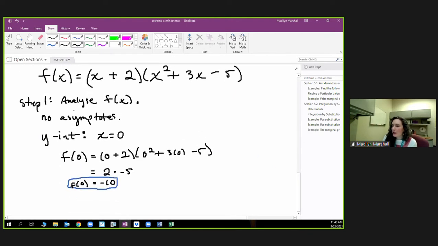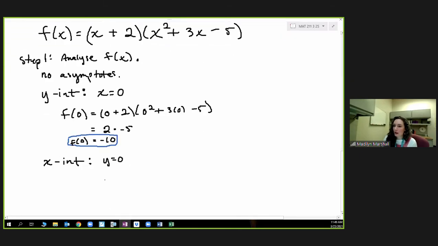Finding x-intercepts for this kind of thing. Oops, that's not what I meant to do. We have to remember algebra. So to find x-intercepts, we need to set the whole thing equal to 0. So finding an intercept always means plugging in 0 for the opposite variable. So now y is going to equal 0, which just means that whole thing will equal 0.